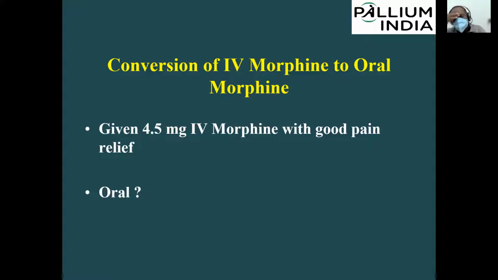Actually, there is a study conducted by our chairman, Dr. M. R. Rajagopal, and his team at Calicut, where they converted the IV morphine to the same oral dose. So 4.5 milligram IV morphine means you can convert the patient to 4.5 milligram oral morphine. Kusum, did you understand? Yes, sir.